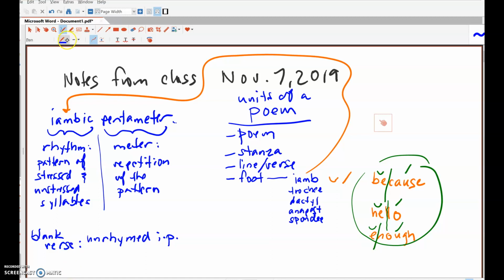And if you pick any line in the poem, you will see that it is written in iambic pentameter. So every single line has 10 syllables. There will be an unstressed and then a stressed, an unstressed and a stressed, an unstressed, a stressed, an unstressed, a stressed, an unstressed, and a stressed. So 10 syllables, or excuse me, 5 repetitions of the iamb is iambic pentameter.